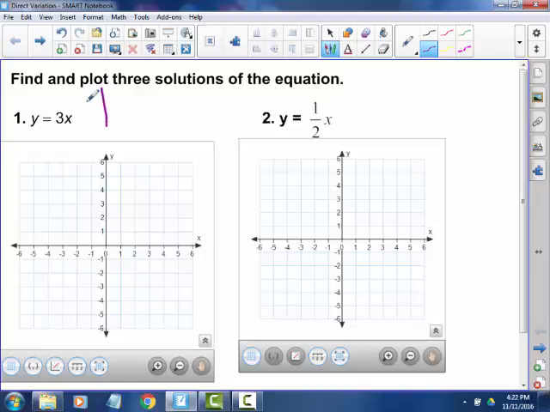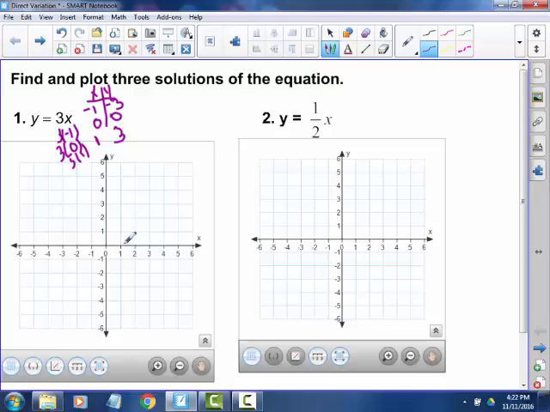Sometimes we'll do this using a t-table, where you do an x and a y, and you choose some x's. Usually it's good to choose a negative x, 0, and a positive x, and then you simply substitute in. So 3 times negative 1 is negative 3, so y would be negative 3. And then 3 times 0 would be 0. And then 3 times positive 1 would be 3. Okay, so those are our three solutions of the equation y equals 3x.